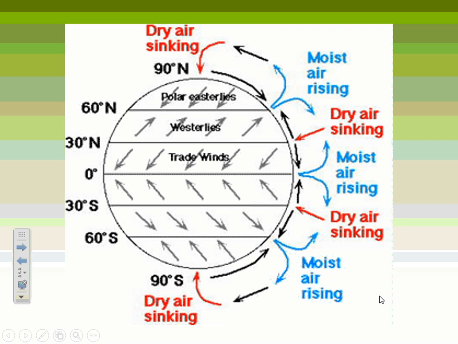This is just a diagram to wrap all of this together. You've got the Hadley cells here and along the equator, and the polar cells again here from 60 degrees to 90 degrees north and south. We have our trade winds, or our prevailing easterlies, the prevailing westerlies between the 30 and 60 degrees north, and the polar easterlies from 60 to 90 degrees north.